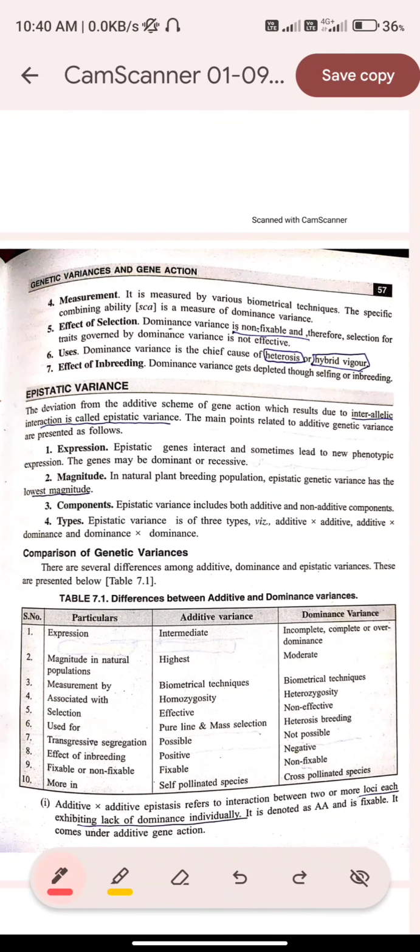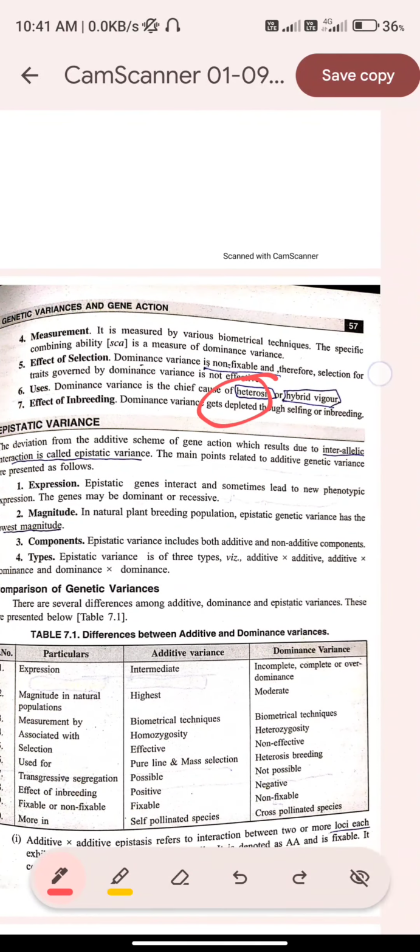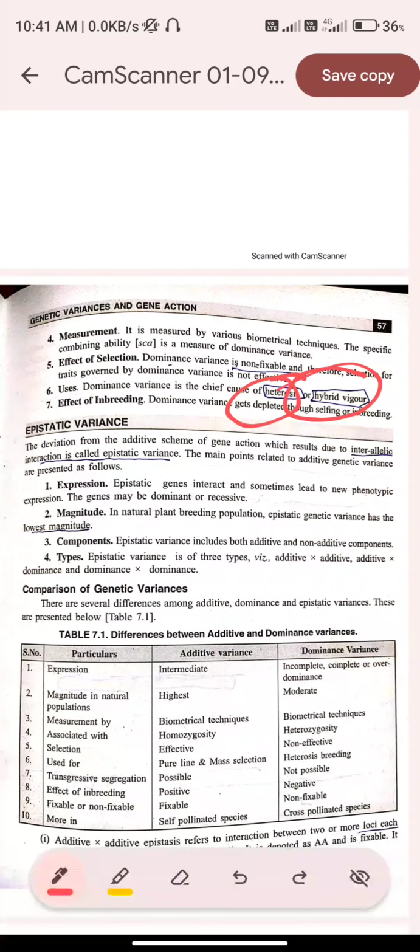Now where we use this dominant variance: it is used in heterosis and hybrid vigor, mainly in cross-pollinated plants. Heterosis and hybrid vigor is a phenomenon in cross-pollinated plants. So we are using dominant variance mainly in heterosis and hybrid vigor.